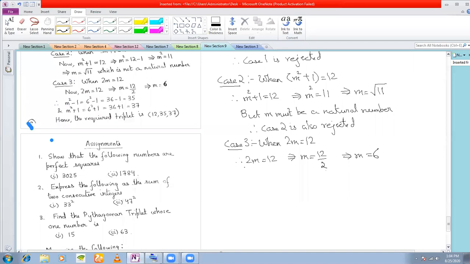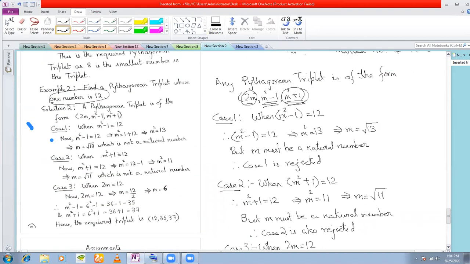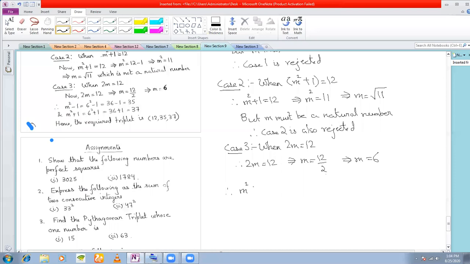Okay. So therefore what are the other numbers in the triplet? M square minus 1 is the other number. We'll find out the value of m square minus 1. M square minus 1 is equal to 6 square minus 1. M we have found out to be 6. 6 square minus 1, which is 36 minus 1 equal to 35.